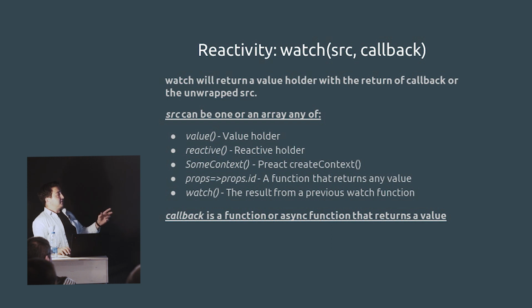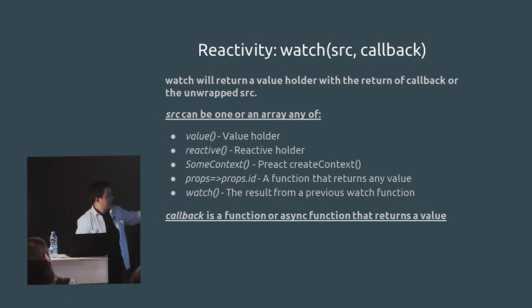So the watch will receive a source, and the source is what you want to watch. It can have one source or an array of sources. The source can be a value holder, a reactive holder, some context from Preact createContext. It can be a function that will observe a property from props, like ID here, or it can be the result of another watch. The callback is optional.